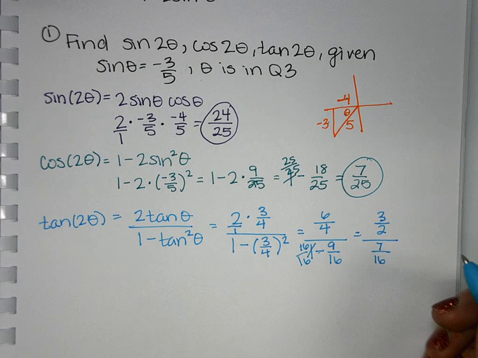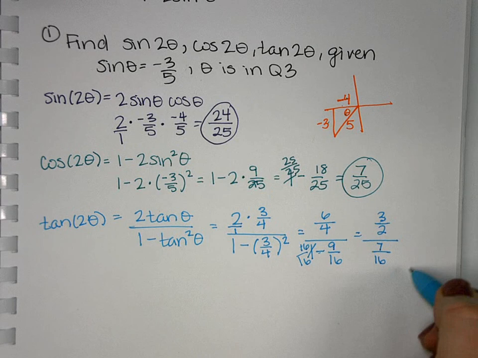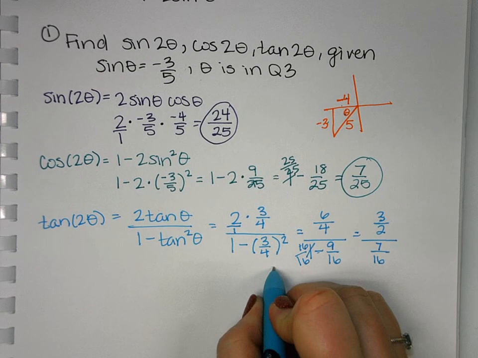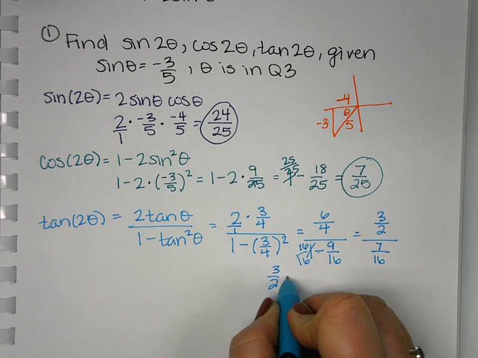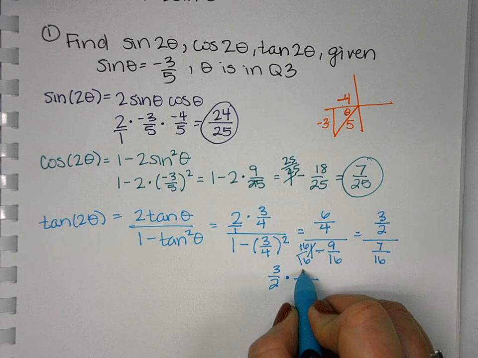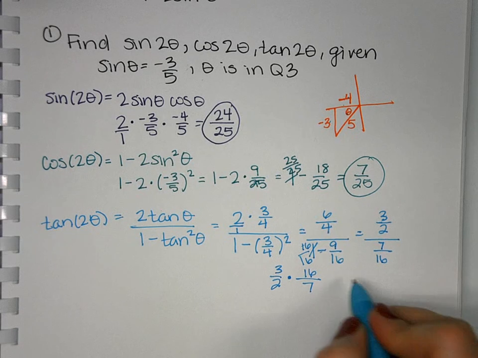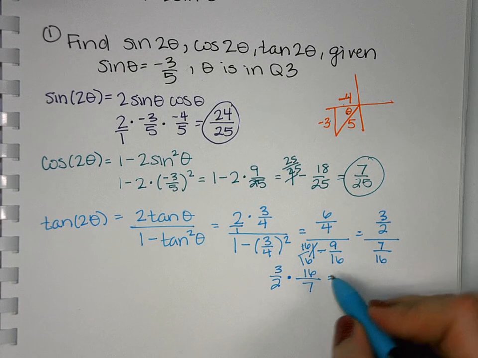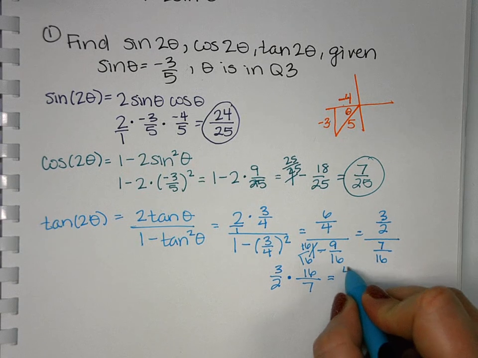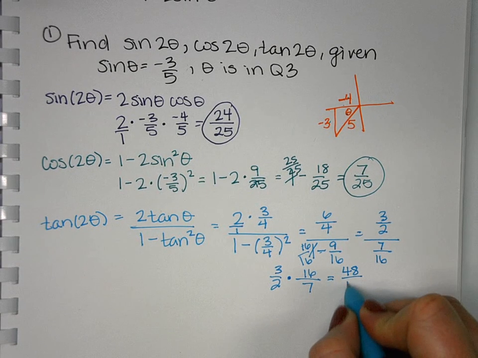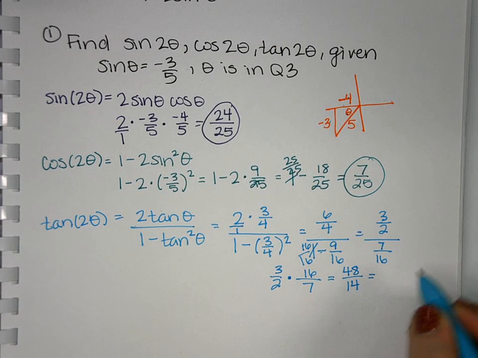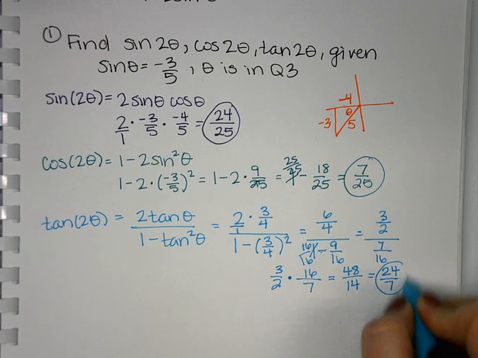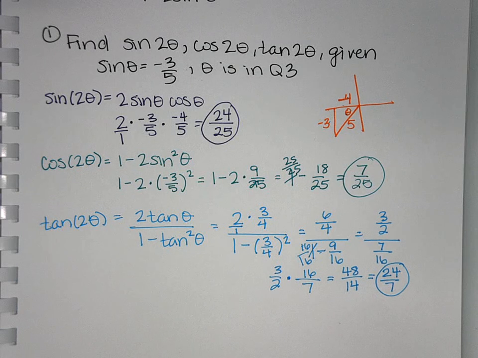And this is where we have to think about our fractions. I'm going to turn it into horizontal. So I'm going to keep the 3/2, change it to multiplication, and do the reciprocal of the bottom. So when I multiply across the top, I'm going to get 48, and on the bottom I'm going to get 14, which when I reduce will give me 24 over 7. That would be my double angle for tangent.